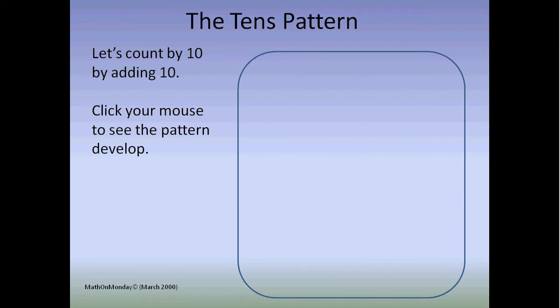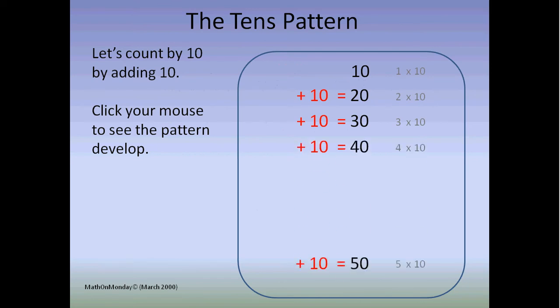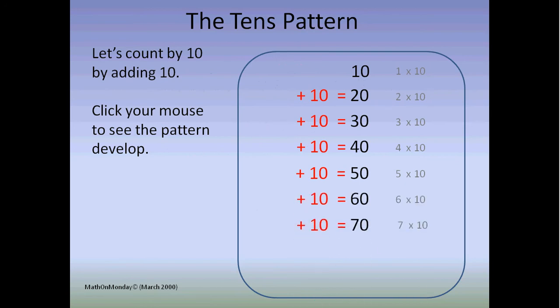You all have spent some time counting by tens. This is something that may not be new to most of you. So let's see what we have. We add 10 to 10, and we have 20, 30, 40, 50, 60, 70, 80, 90. Excellent. Well, what we've got here is a situation where we've counted by tens.